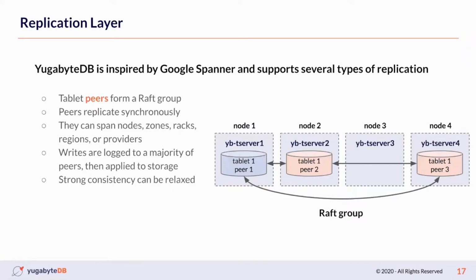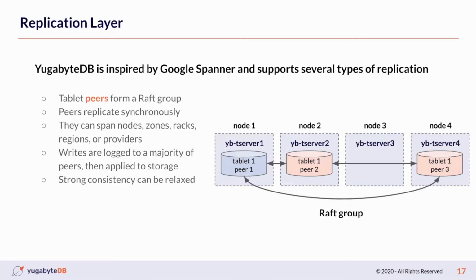On the replication side, each tablet, or each split that we discussed in the previous slide, is actually replicated across different nodes. The tablet peers form a raft group, and the peers replicate data synchronously using a consensus protocol. The way this works is the tablet leader, which is in this example on node 1 for tablet 1 peer 1, receives the write request, and it sends the write request to itself, node 2 and node 4, and waits for a majority of these three to commit the data. So itself and one other node minimally to commit the data.